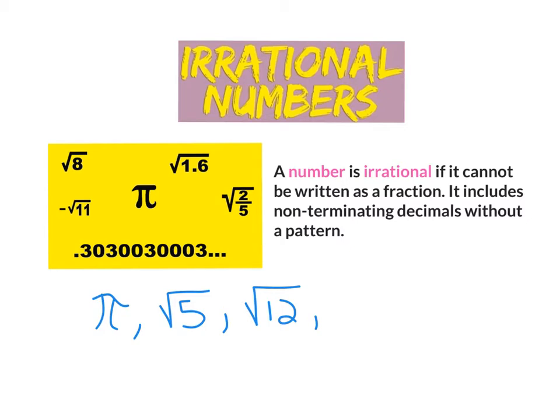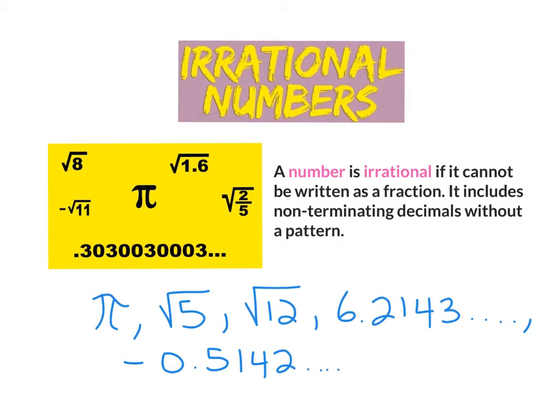Another irrational number would be 6.2143, and it goes on forever, but it's not repeating. Another one would be -0.5142, and it goes on forever, but it's not repeating. Those would be examples of irrational numbers.